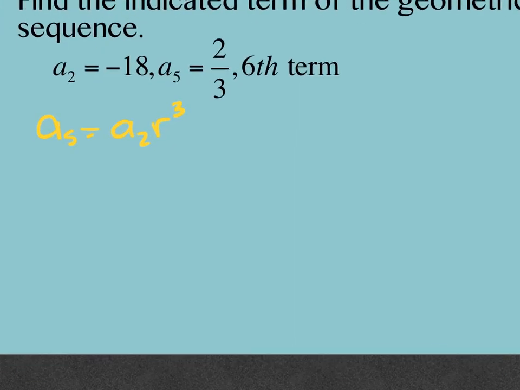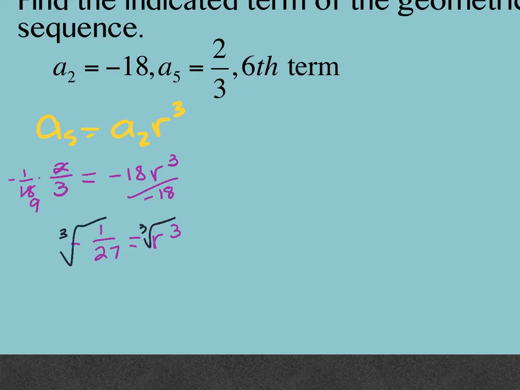So a sub 5 is 2/3. a sub 2 is negative 18. I don't know the r. What would you do? Divide by negative 18, which is the same thing as multiplying by 1 over 18. Negative 1 over 27 equals r to the third, cube root. r is negative 1/3.